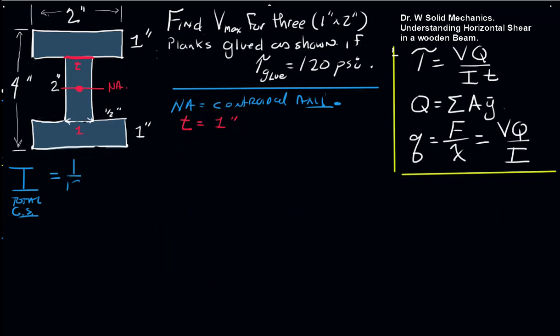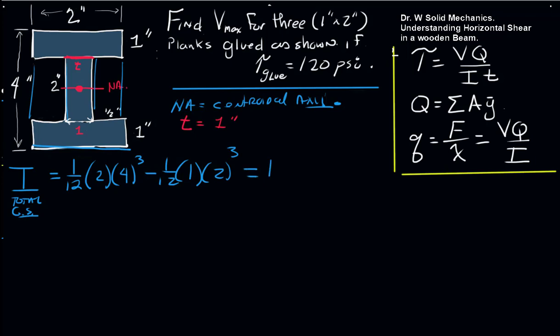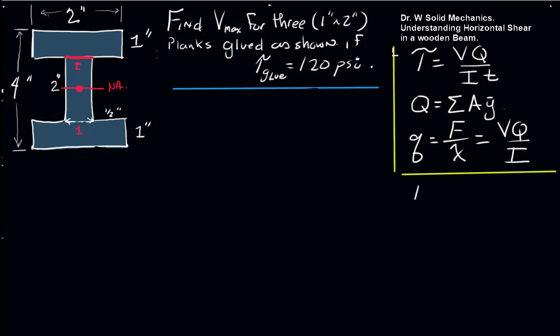So it will be 1/12, where b is 2, and the height for a large rectangle would be 4 cubed, minus 1/12 times a half plus a half, 1. And the height of those squares is 2 cubed, which gives us 10 inches to the 4th. Let's keep track of our data over here. We have I as 10 inches to the 4th. We define T as 1 inch, and that's our cut. And now we need to find Q.